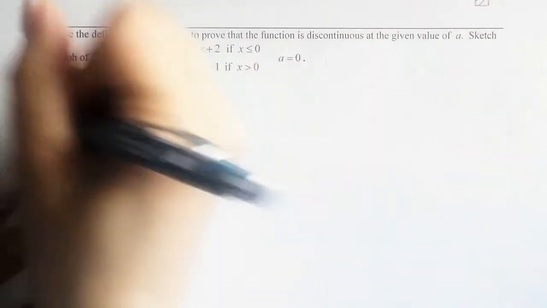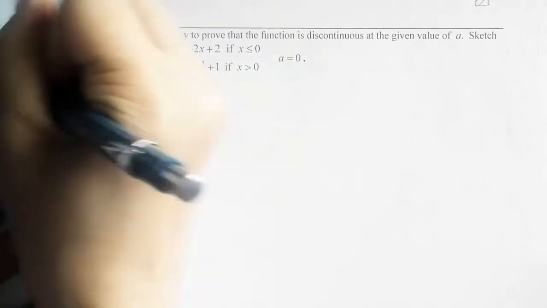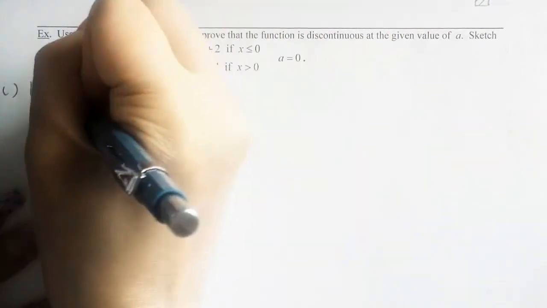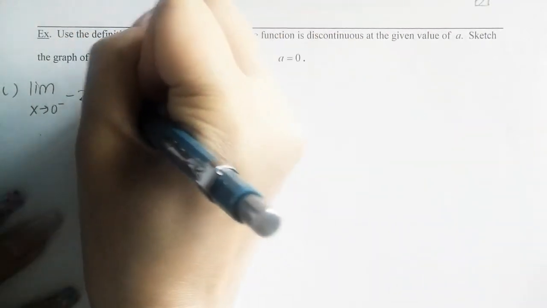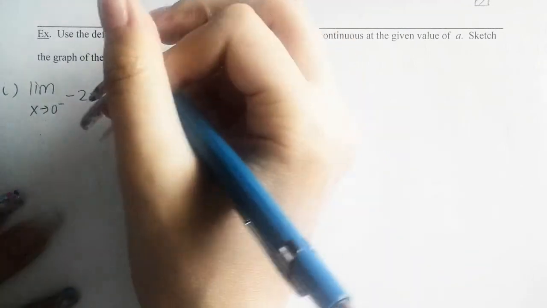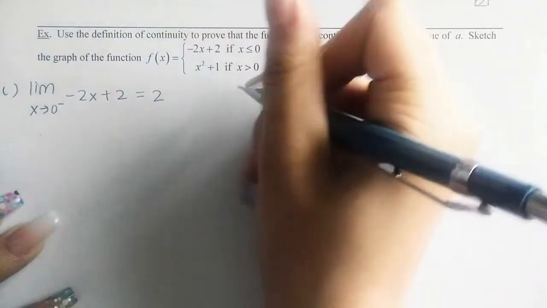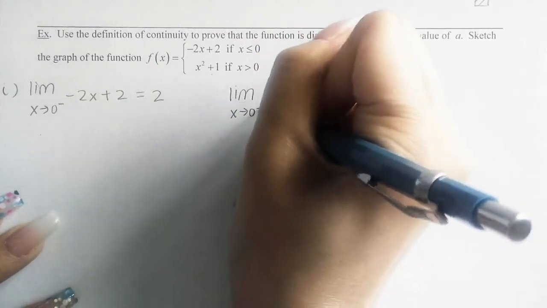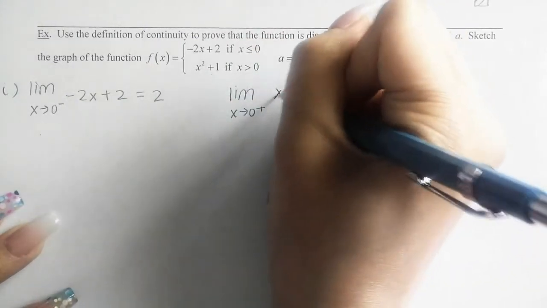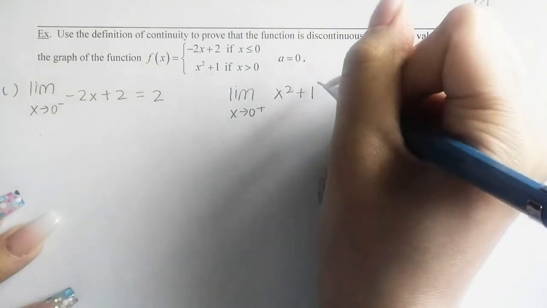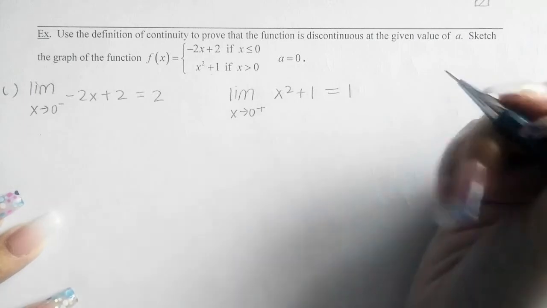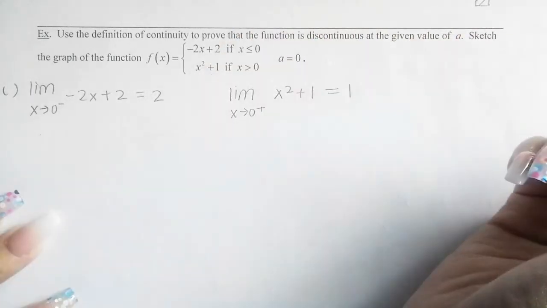For number 1, you know that the limit when x approaches 0 from the left of this expression is going to be equal to 2. Now you know that the limit when x approaches 0 from the right of x squared plus 1 is going to be equal to 1. So what can you tell me here? Are they equal? Obviously they are not.